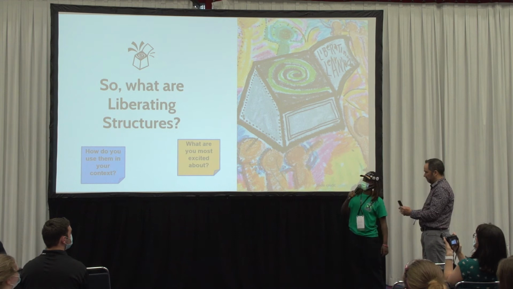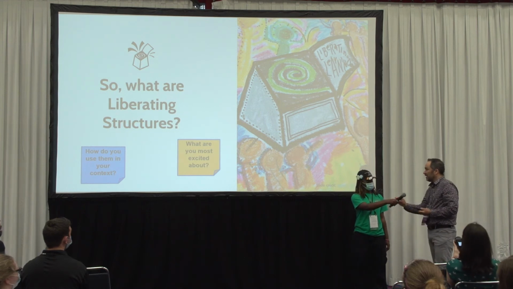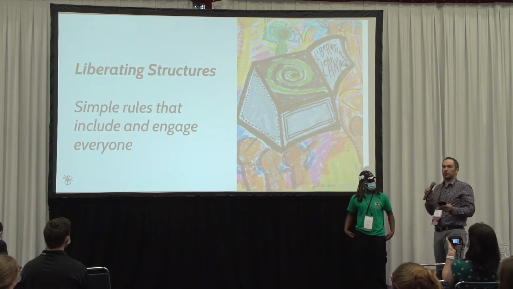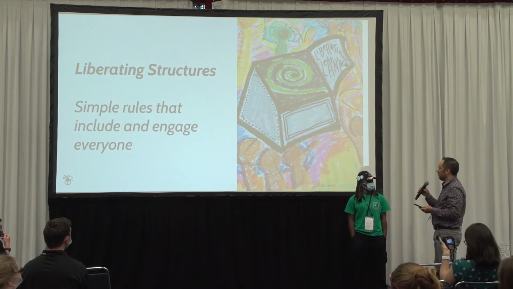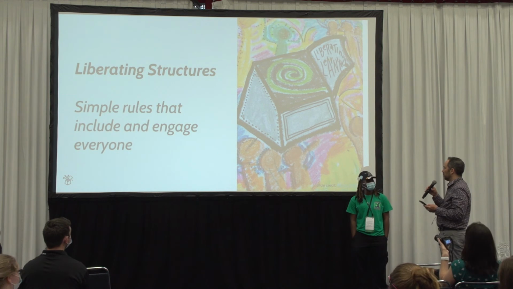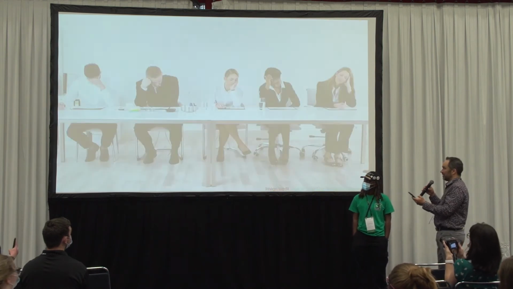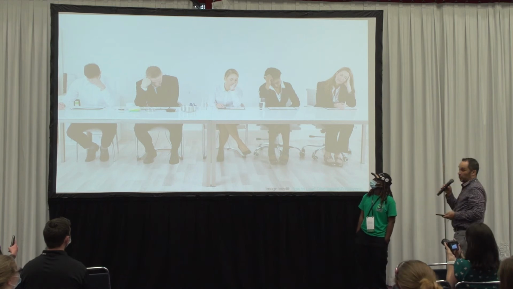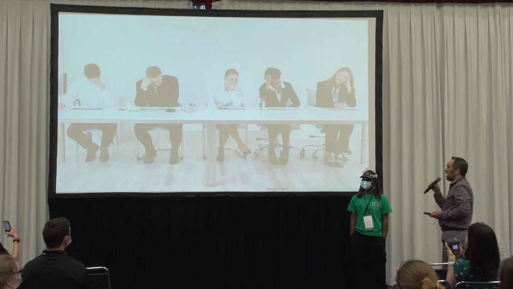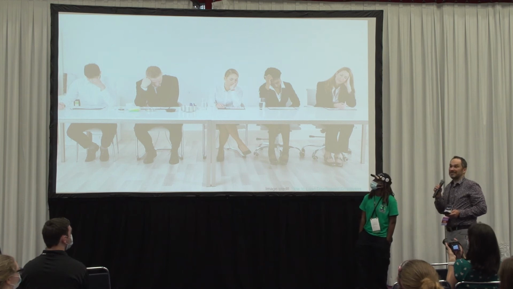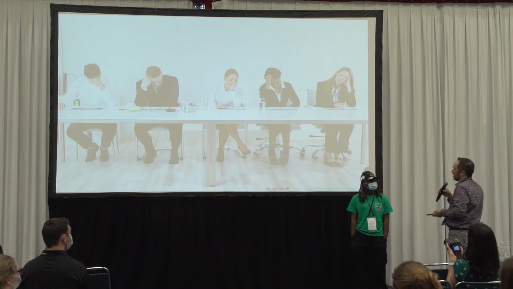So what are liberating structures? Liberating structures are some simple rules to engage everyone. I love them because they really break up the boring and monotonous meeting. This is an image that I often see at work. I work in a university. And what it is is bodies present, but minds absent. I don't know if you've experienced that. I've experienced that a lot.